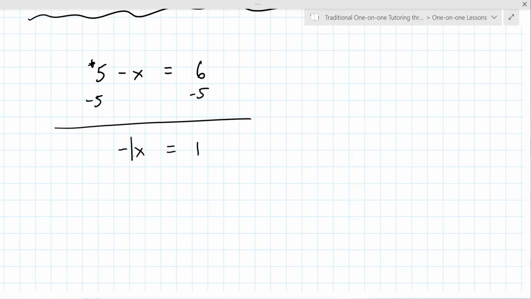There's more than 1 in front of x. What's in front of x? What is this horizontal line? Negative 1. So what do you divide both sides by? Negative 1. So x equals? Negative 1. Perfect.